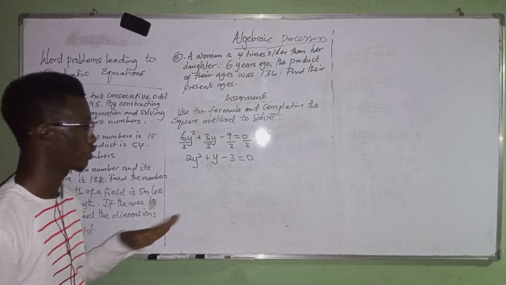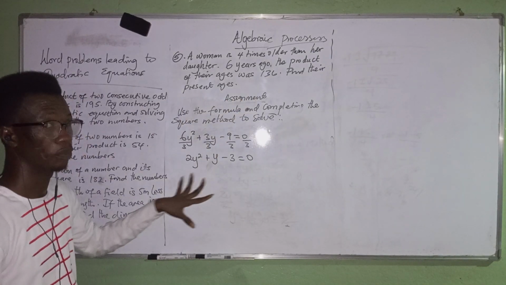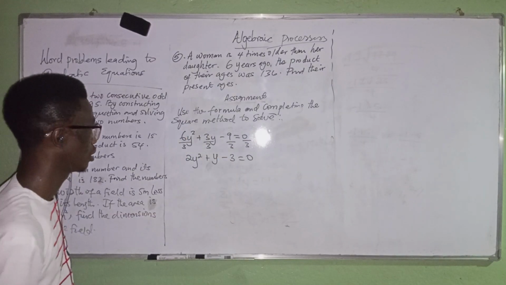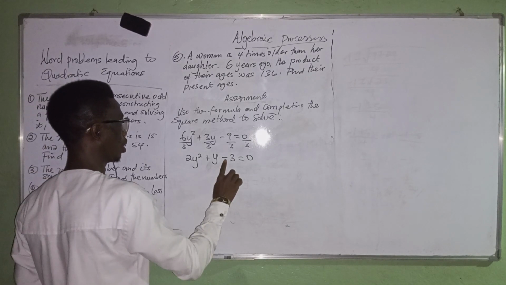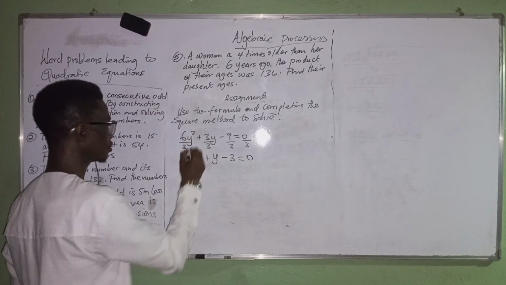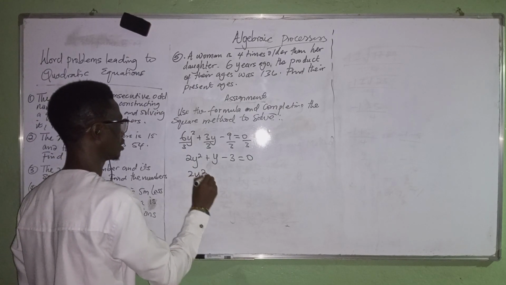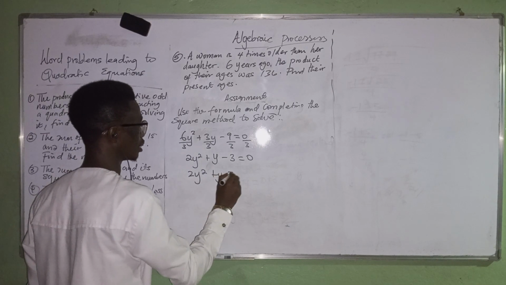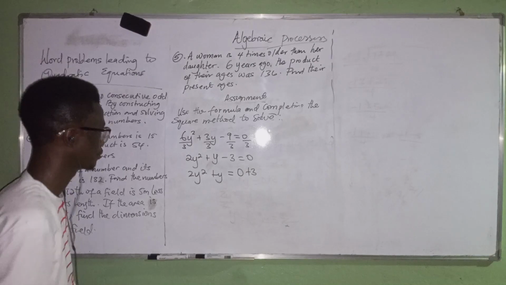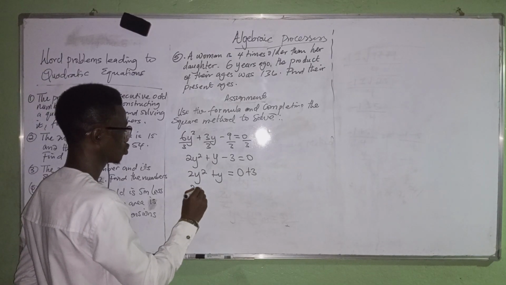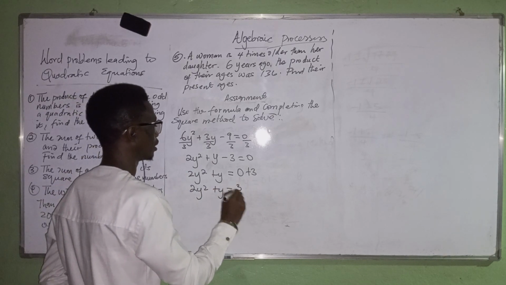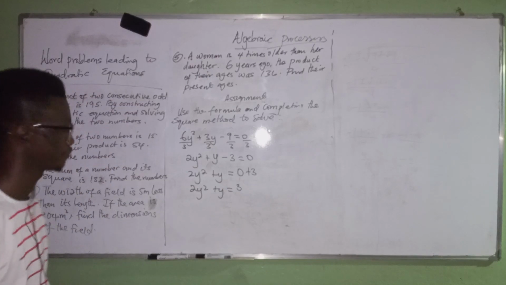For the completing square method, we have to separate numbers with variables from those without. So in order to do that, we transpose this one to the right hand side. This becomes 2y squared plus y equals 0 plus 3. Then this is 2y squared plus y equals 3.